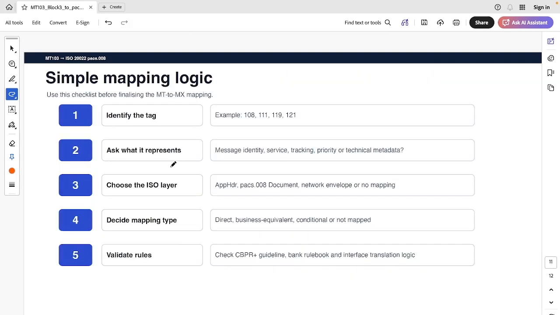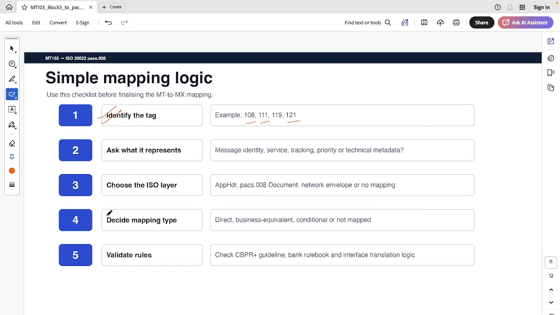So coming to this slide, this one basically provides a practical checklist especially for the business analyst working on MT to MX migration. Step 1 is to identify the source tag. For example, is it field 108, 111, 121, right? Do not begin by immediately searching for a target XML element. First, try to understand the source tag or the source field.